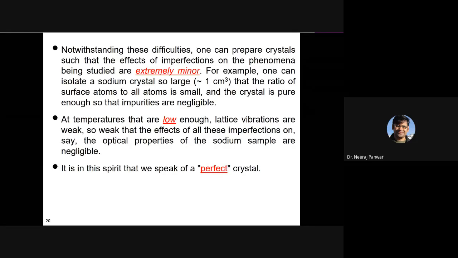But what we can do is minimize the amount of impurities. For example, one can isolate a sodium crystal so large that its volume is 1 centimeter cube, meaning we can have a sodium crystal that is 1 centimeter in the X direction, 1 centimeter in the Y direction, and 1 centimeter in the Z direction. And we can make this sodium crystal in such a way that the ratio of surface atoms to the atoms inside the volume of the sodium crystal is very small. This is known as the surface to volume ratio of atoms.